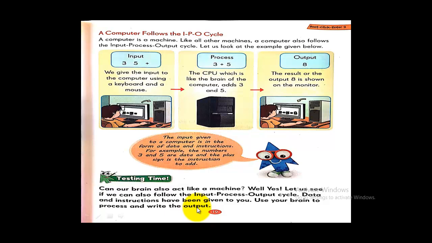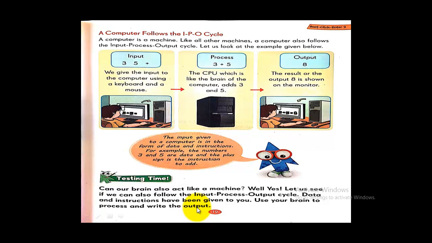Well, yes. Our brain also works like a machine. Let us see if we can also follow the input process output cycle. Data and instructions have been given to you. Use your brain to process and write the output.